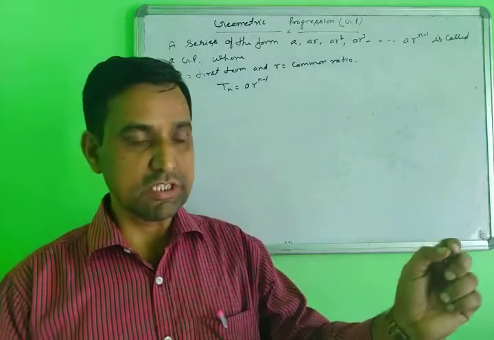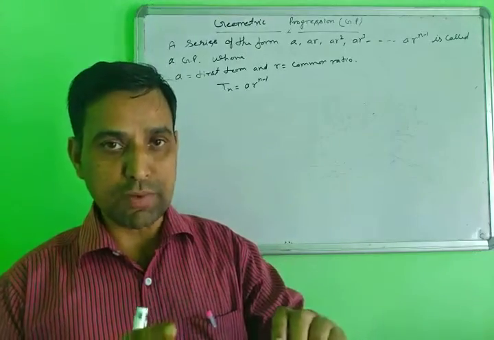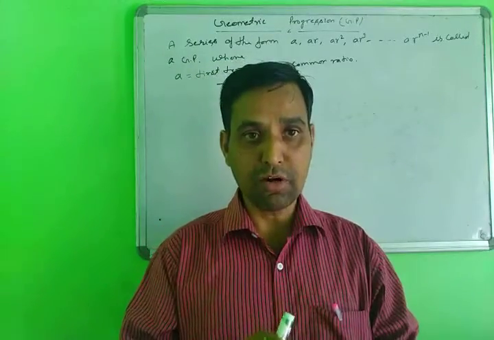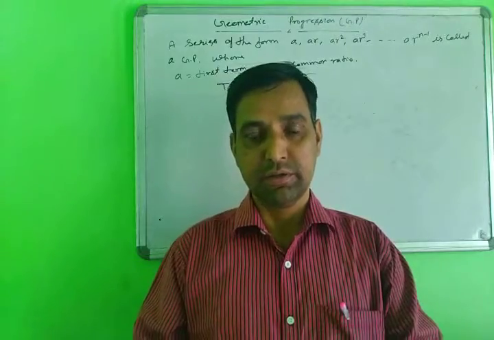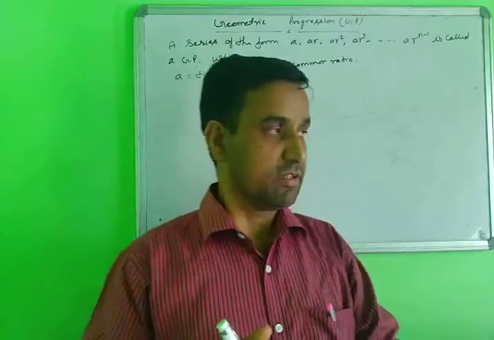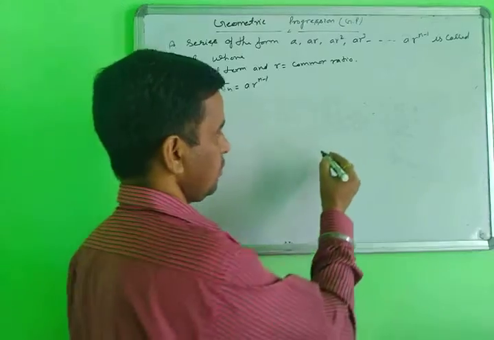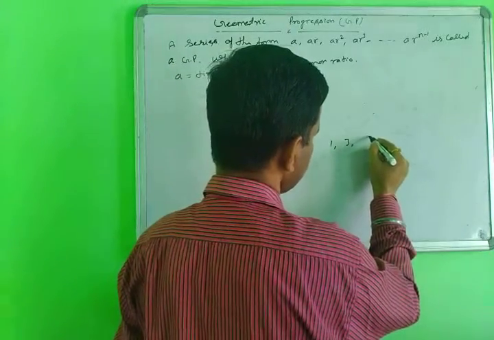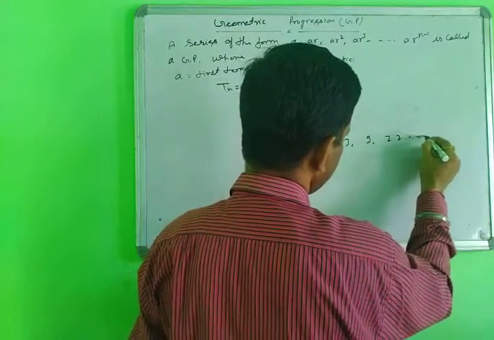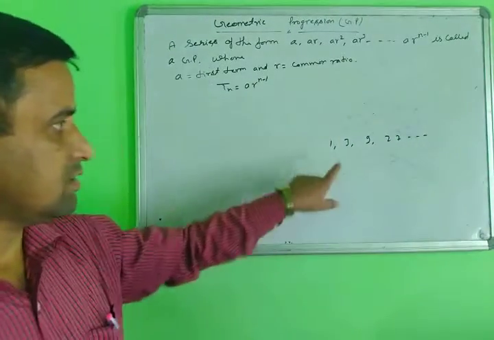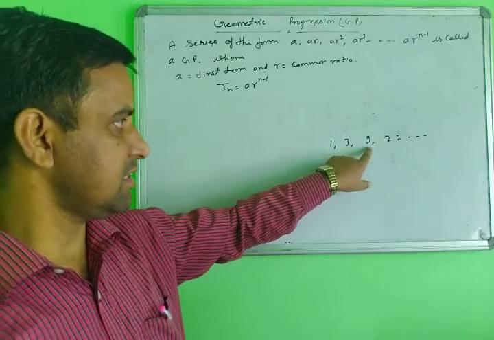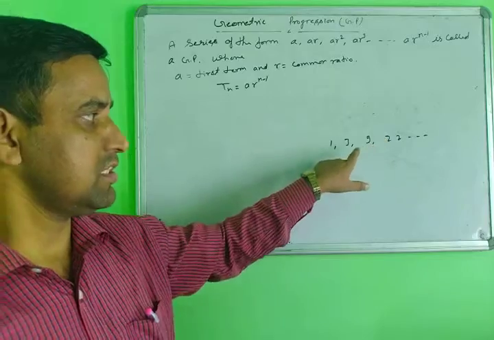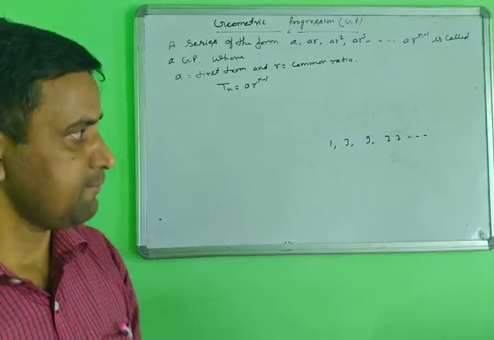GP is a series of numbers where, when you divide or multiply by a common fixed number, it is called a GP. For example, suppose you write 1, 3, 9, 27. Suppose you divide by this 3, then you divide by 3, then you divide by 3. A common fixed ratio number in this type of series is called a GP.